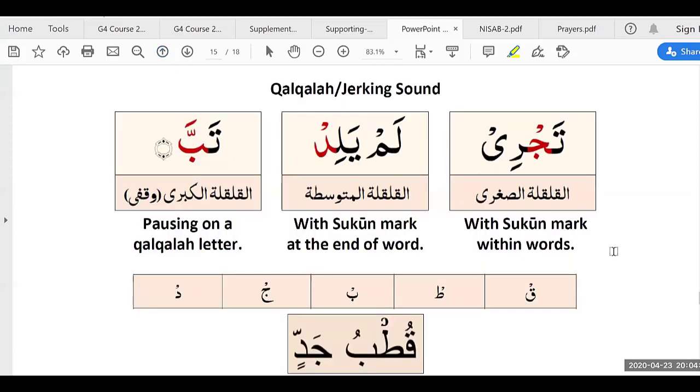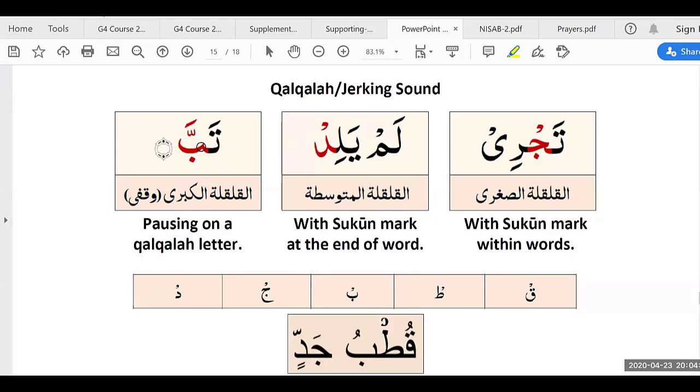Yes, that's that. Then we also did qalqala, huruf al-qalqala. There are 5 of them: qaf, ta, ba, jim, and dal. And we also did the different types of qalqala. So first, when a letter of qalqala appears in the middle of a word and it carries a sukoon sign. Secondly, if the letter of qalqala appears at the end of a word and it carries a sukoon sign.